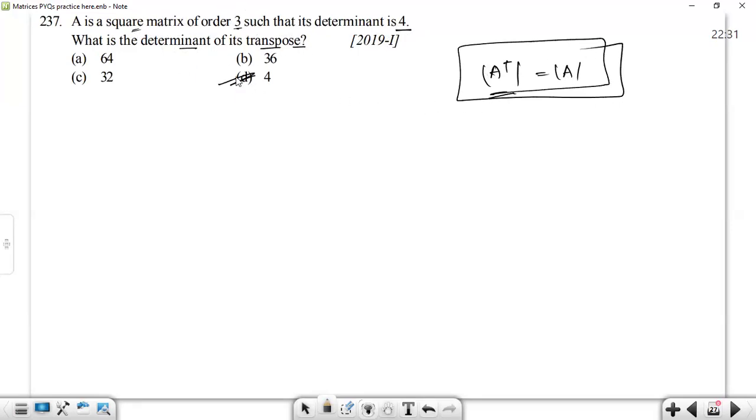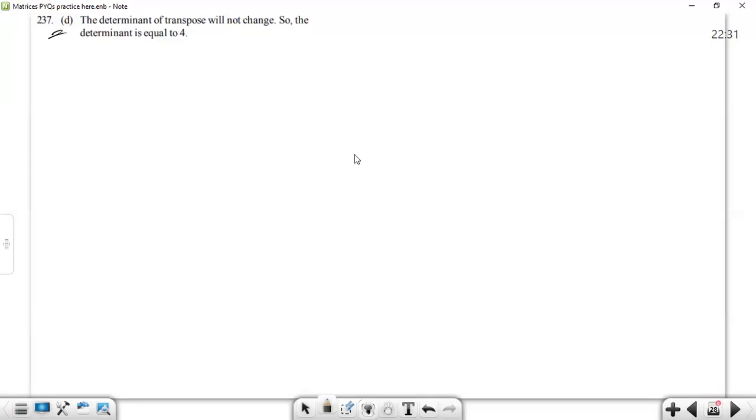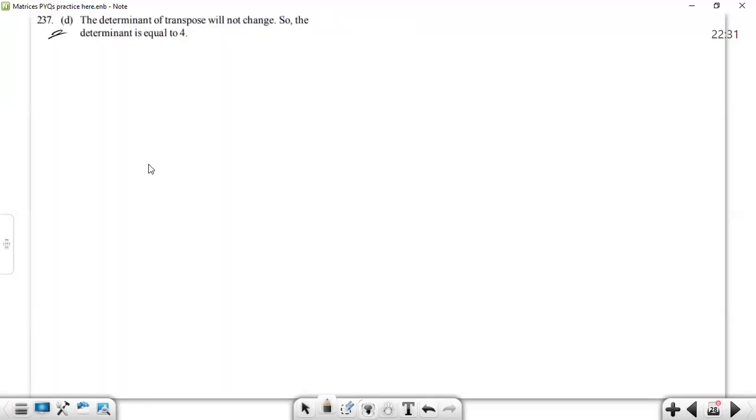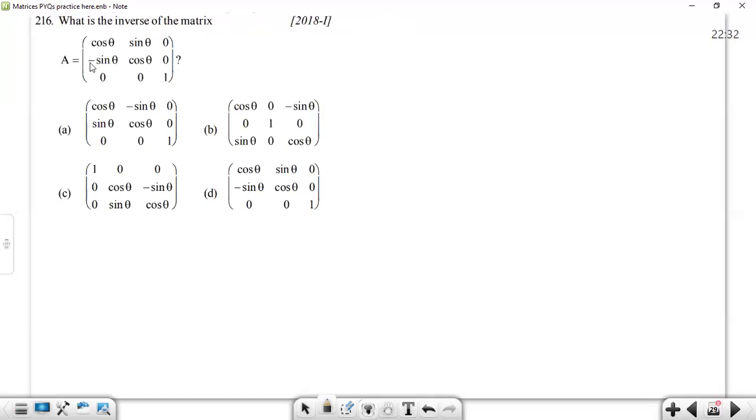So the answer should be C, D. Any doubts, anyone? No doubts because I have already told the property, right? And why it is happening so, you will be able to find out when we discuss the determinant chapter in the next chapter class. Any doubts still?